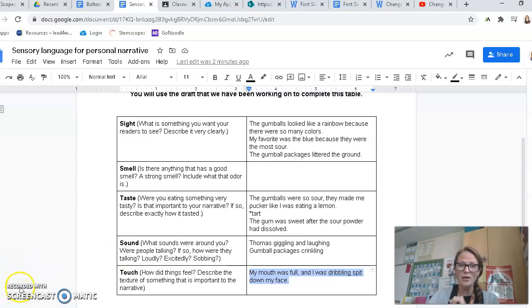Your job now is to pull up your draft and complete a sensory language chart for your writing. I can't wait to see what you do. Thank you, friends.